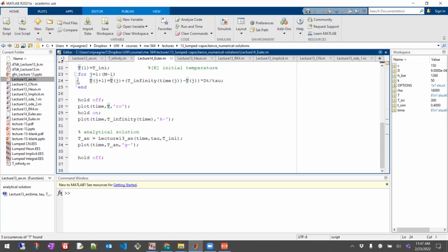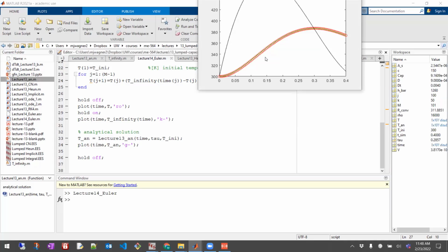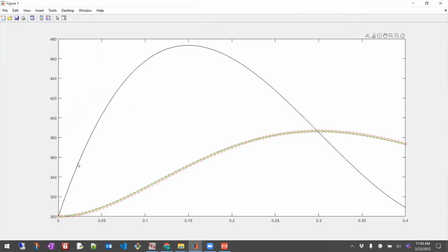So we're saying T at j plus 1 is equal to the current temperature Tj plus our evaluation of the state equation. Right? This is our evaluation of the state equation at time j and at temperature j. That's our evaluation of it. Okay, so that's all there is to it. And then you just plot it or run it, and we'll look at the solution. So here we have our T infinity function. Here on the red dots, we have our numerical solution, the one we just talked about, and then the green line, which is almost impossible to see, is the analytical solution.